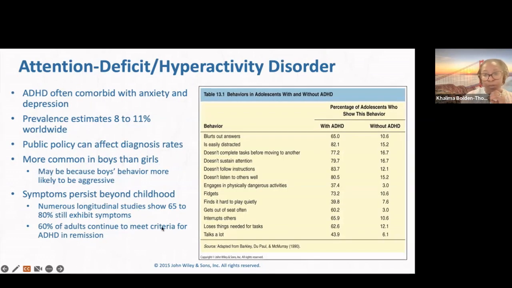So this is prevalence rates from 2015 that I found, and there's 8 to 11% worldwide. Public policy can affect diagnoses. Although we have seen it be more commonly diagnosed in young men, that does not mean it actually is more common in young men. It's more commonly diagnosed, particularly because it's ignored in young women. The hyperactivity is seen as antisocial in women because of our social mores as a nation, as a culture. Symptoms tend to persist beyond childhood. Most individuals show anywhere from 60 to 80% persistent symptoms, even into late adulthood.